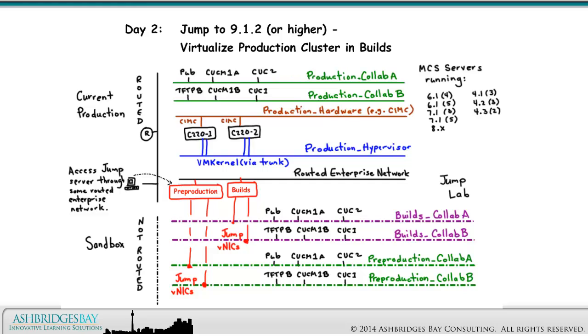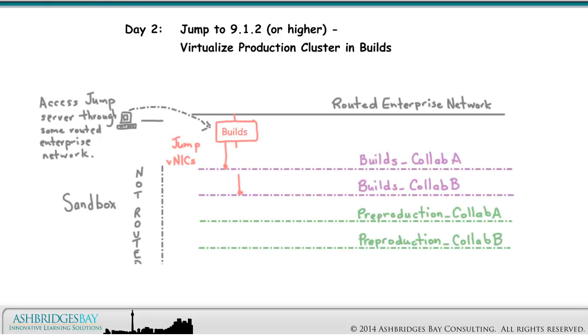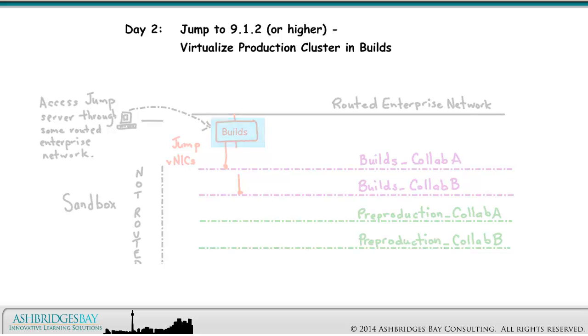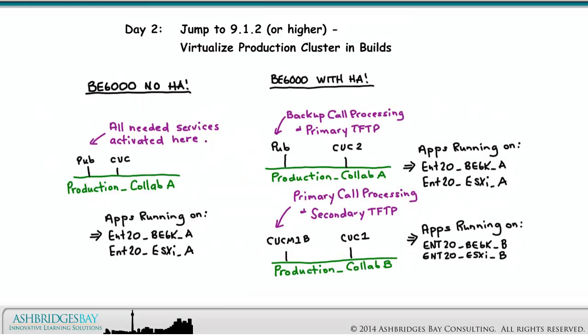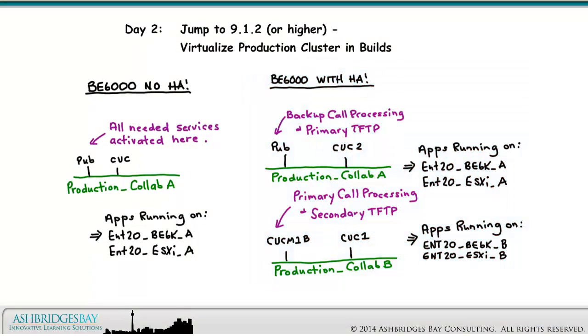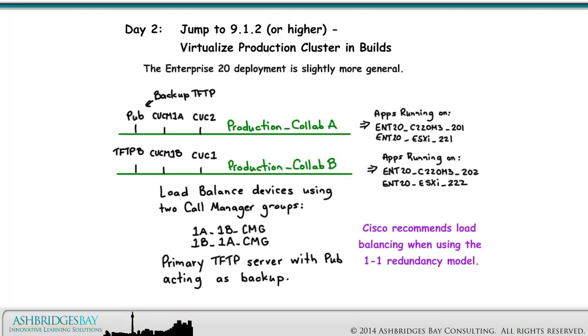This is an overview of the jump lab described in earlier drawings. This drawing looks at activities in the Builds cluster. We'll access the Builds cluster using the Builds jump server. Your Builds cluster must exactly mirror your current production cluster. Here are configurations for a BE6000 with and without HA. The Enterprise 20 deployment is slightly more general.